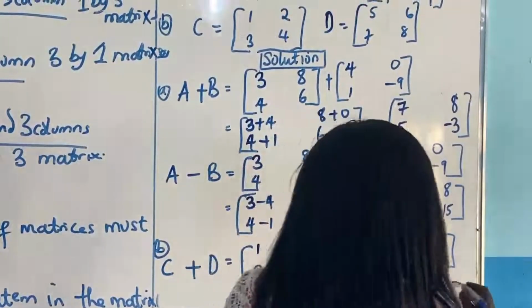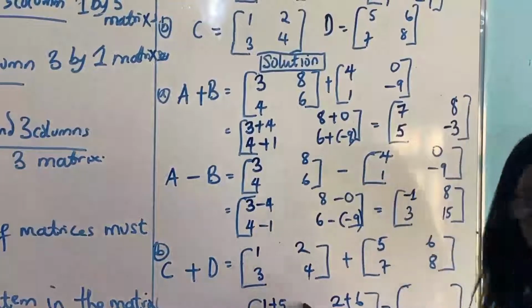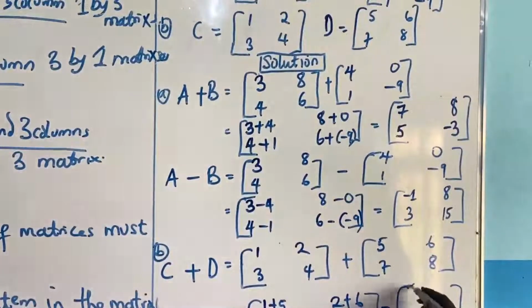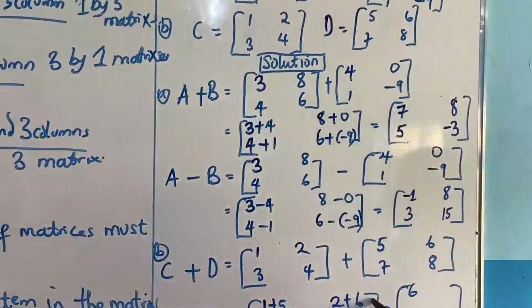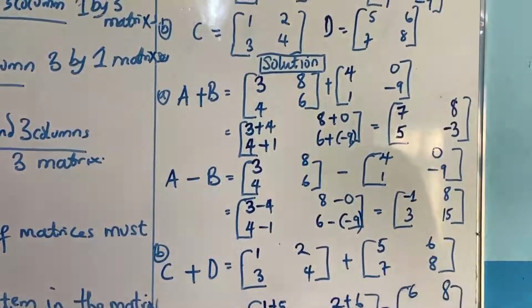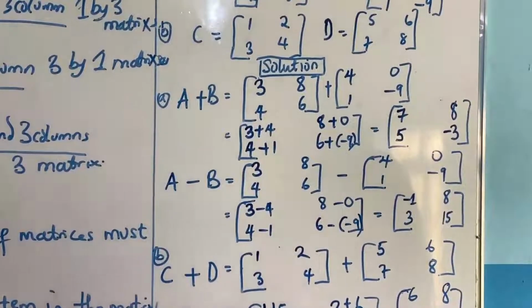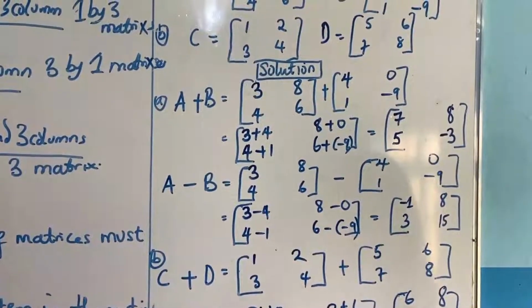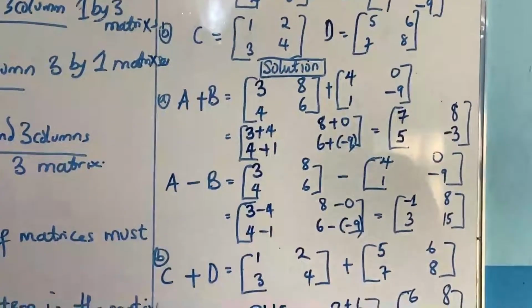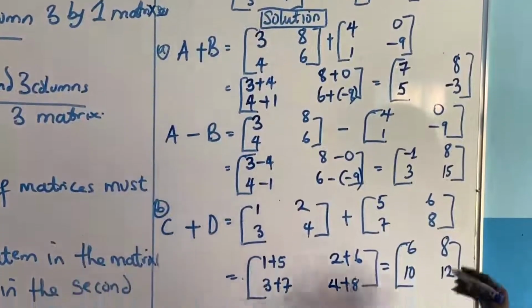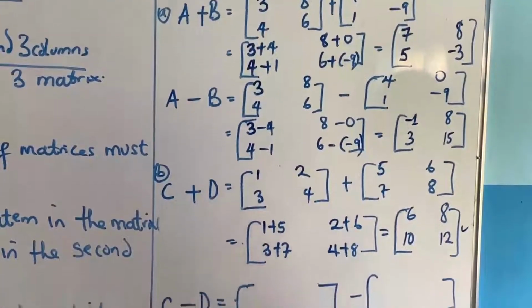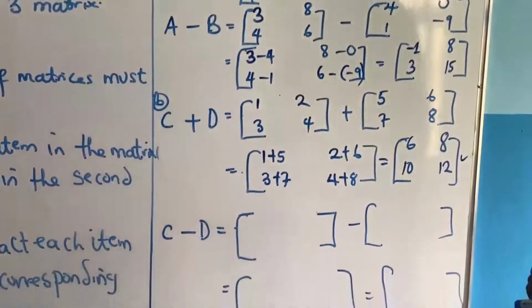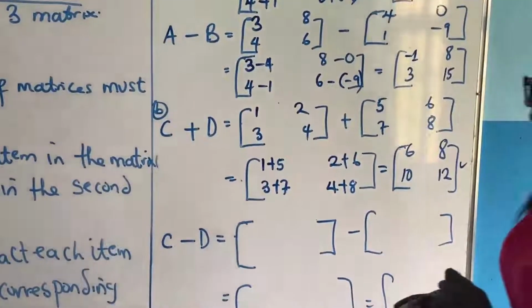So we add them together. 1 plus 5 is what? 6. 2 plus 6 is what? 8. 3 plus 7 is 10. 4 plus 8 is what? Is 12. Okay, so I want to believe that as you pause the video, this is the answer that you've gotten. Alright, let's do the last one, C minus D.